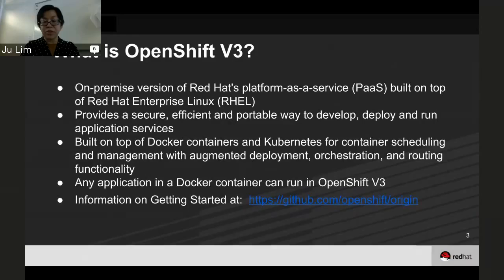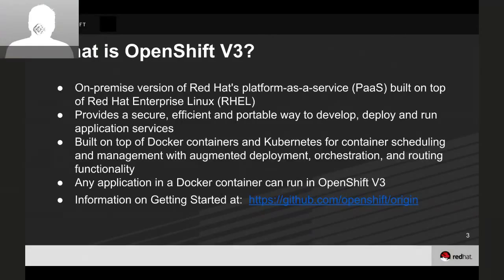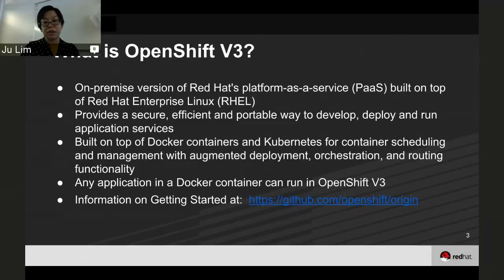Just in case folks aren't aware, OpenShift v3 is an on-premise version of Red Hat's PaaS, and it's built on top of Red Hat Enterprise Linux. It's built around the central idea of being able to run applications built in Docker containers on top of OpenShift. The notion behind this is we'll use Kubernetes, a technology that Google open sourced, to schedule and orchestrate the containers. One of the things folks are using this technology for is to improve their DevOps or development in the enterprise or in any kind of on-premise or public cloud environment.